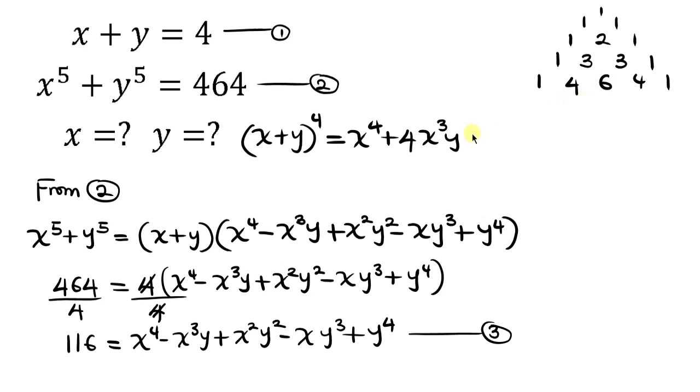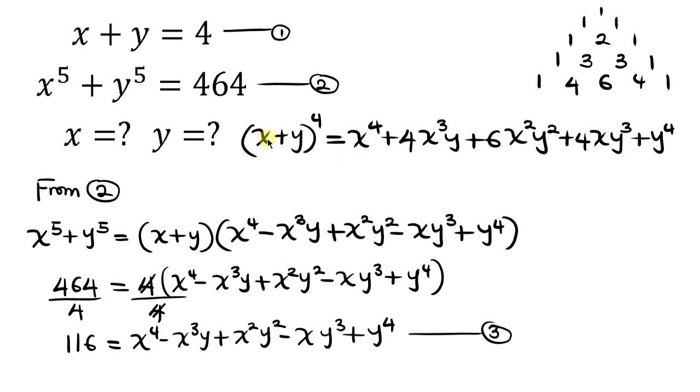Now followed by the next coefficient, plus 6, power of x reduces to 2, power of y increases to 2. Now followed by the next coefficient, 4, so plus 4, power of x reduces to 1, power of y increases to 3. And lastly, the last coefficient is 1, power of x reduces to 0, making it 1, while the power of y increases to 4. So we've been able to expand this using the binomial expansion.